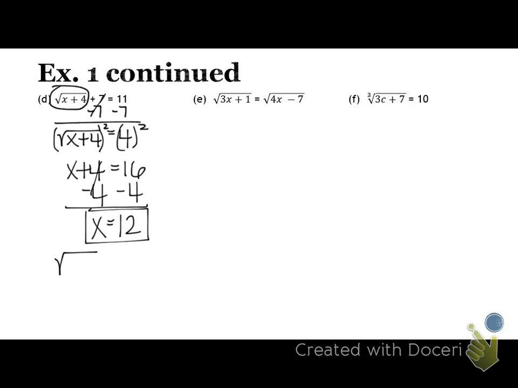You check it wherever you want to check it, but I'm going to check it below this time. We've got the square root of 12 plus 4, plus 7, and it's supposed to equal 11. If you grab your calculator if you need to, what's the square root of 12 plus 4? 4, because 12 plus 4 is 16. The square root of 16 is 4. So 4 plus 7 equals 11.